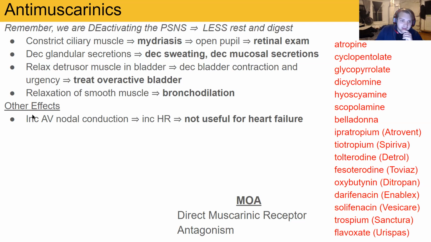Other big effects is that we're going to be preventing the stimulation of M2, M4, which is going to allow the heart rate to increase. And this is not useful for heart failure. Again, we don't want to be increasing, just like how we don't want to be decreasing the heart rate. We don't want to be messing with the heart, making it slow down. We definitely don't want to make it speed up because that's just going to make it harder for the heart to keep up, and it could induce a heart attack.